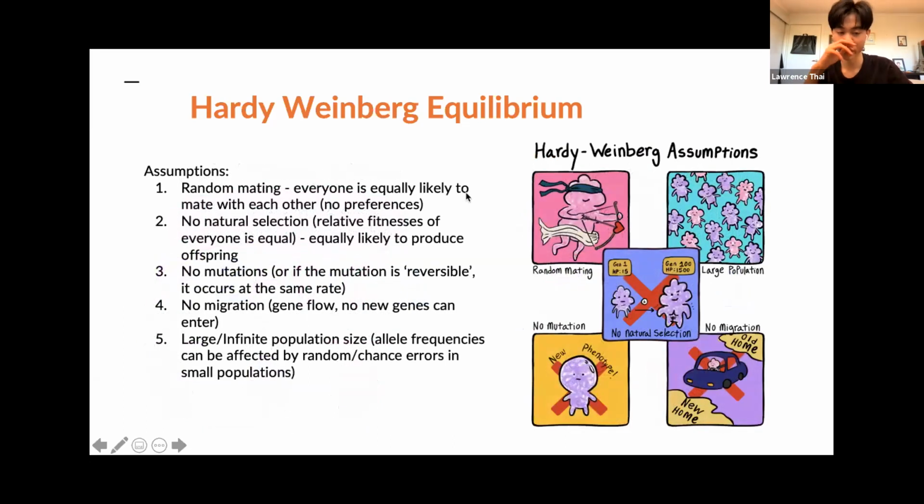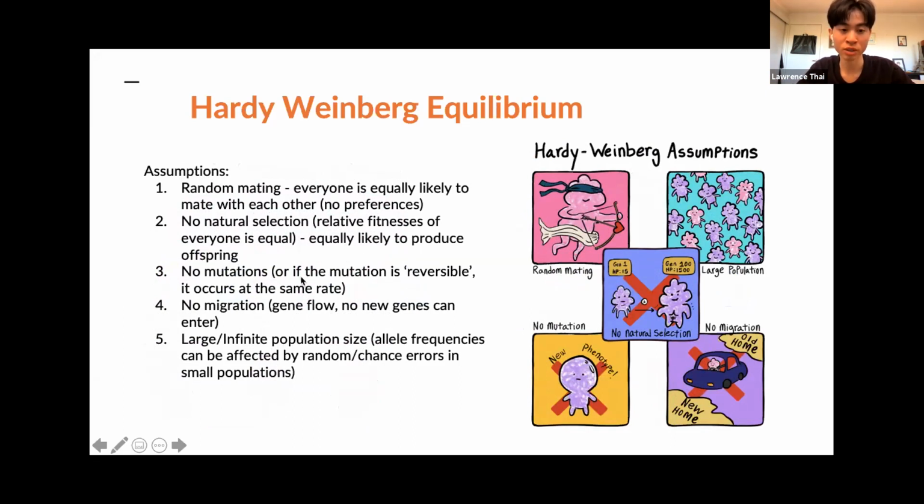Okay, so these are the quick assumptions. There are 5. First, random mating, so that everyone in the population is equally likely to mate with each other, so no one has preferences. Second, no natural selection, which means everyone is equal in survival fitness. Everyone is equally likely to produce offspring.